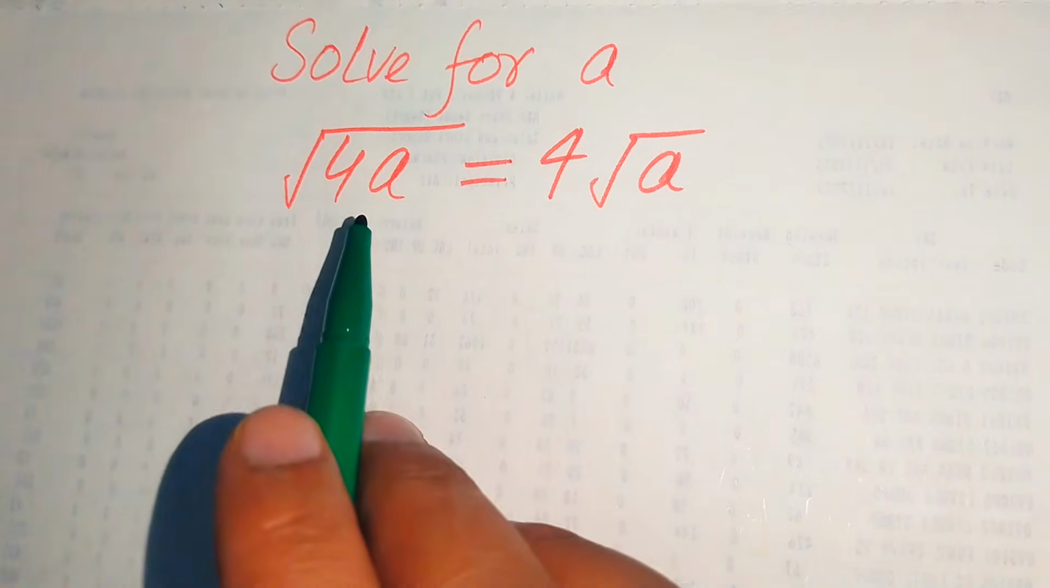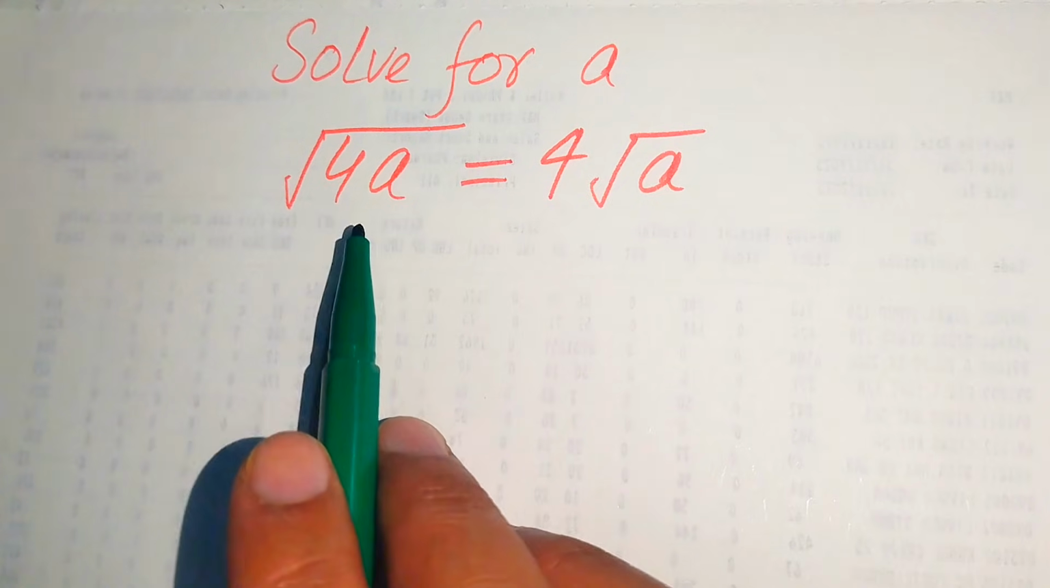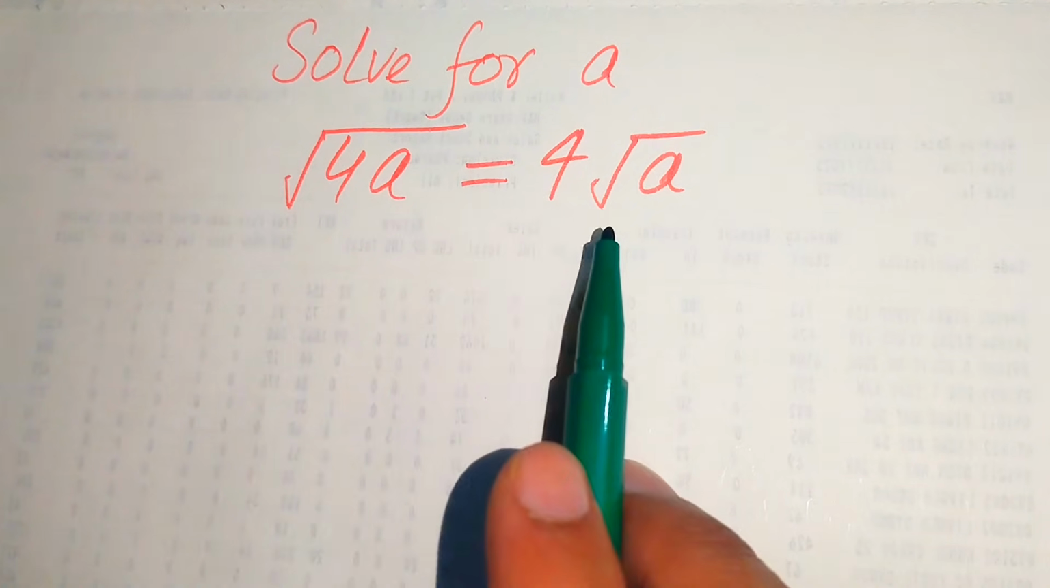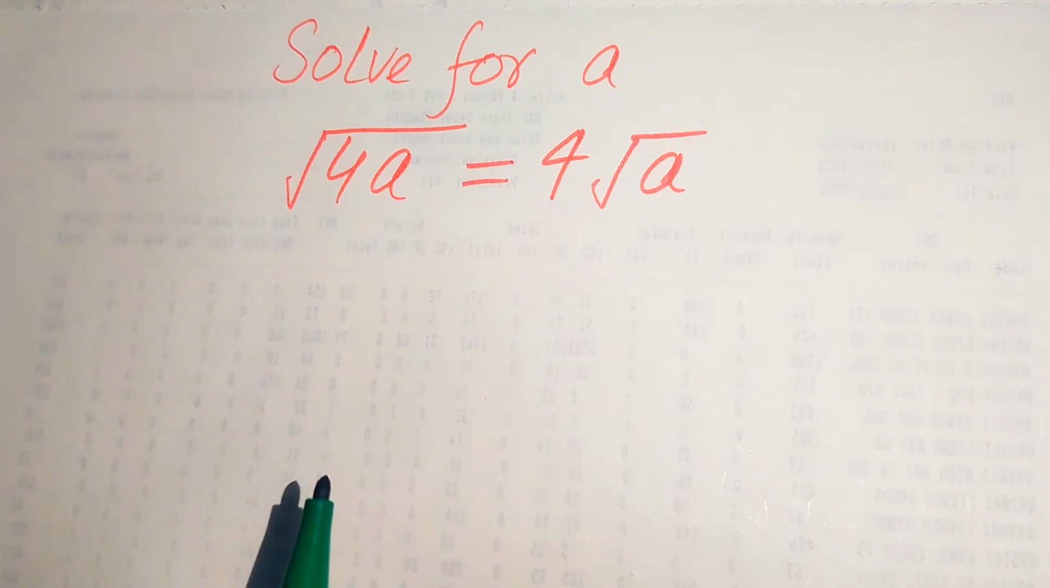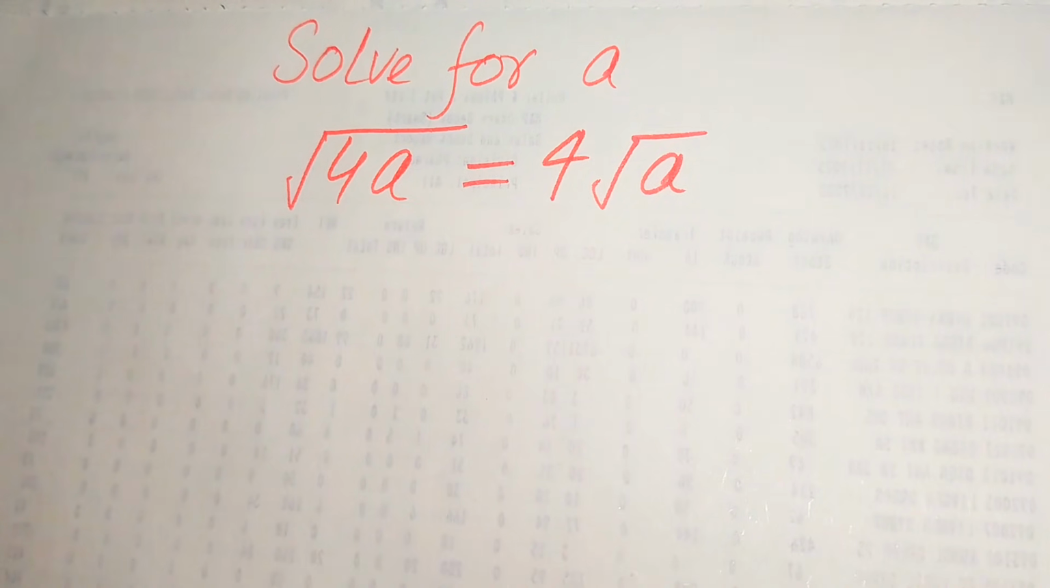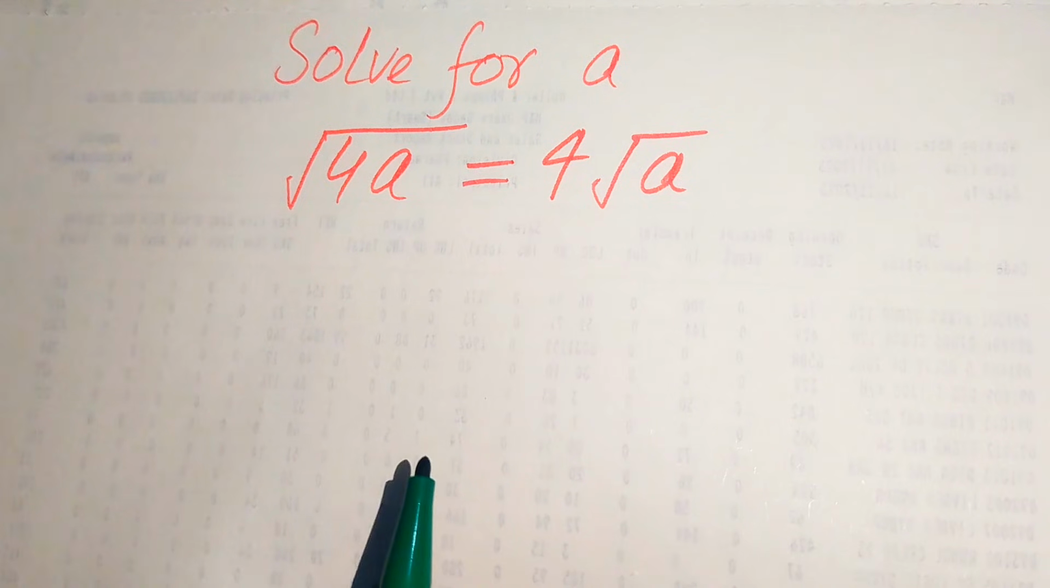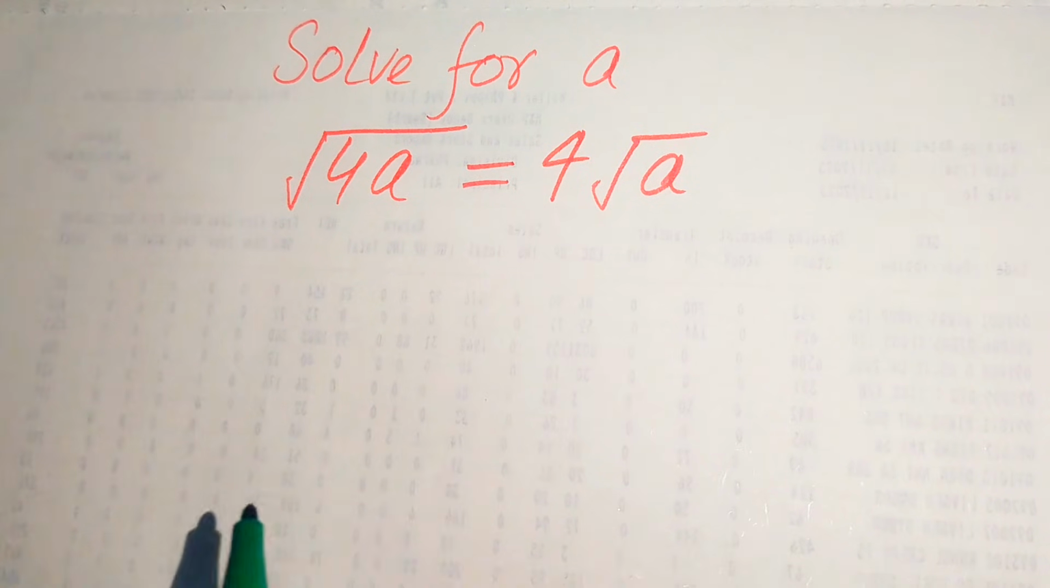So here we have the square root of 4a equals 4 times the square root of a, and we solve this problem for all the values of a. First we need to find all the roots of this equation, and at the last we will verify which of the roots are solutions and which of the roots are extraneous roots. Further, we solve this problem by two methods.